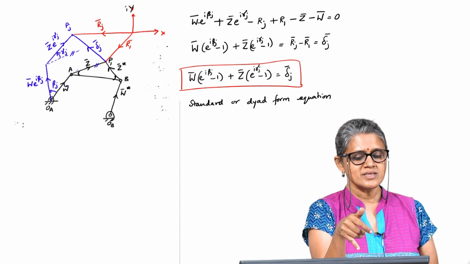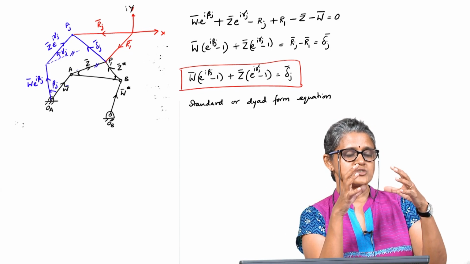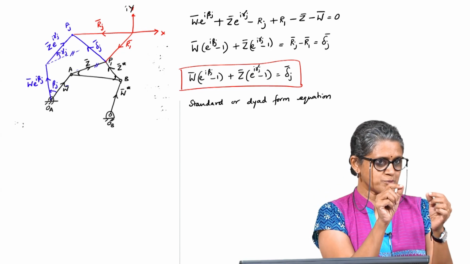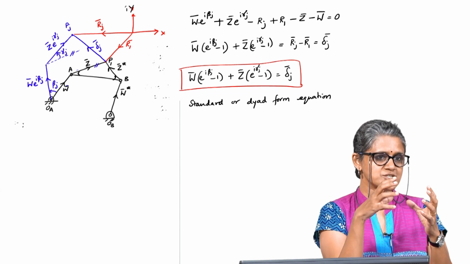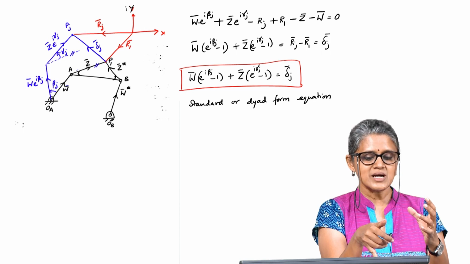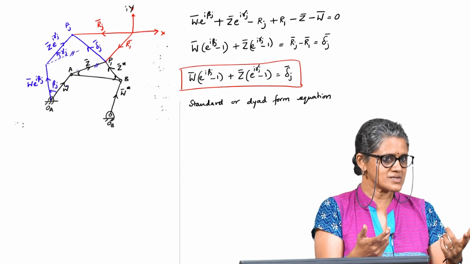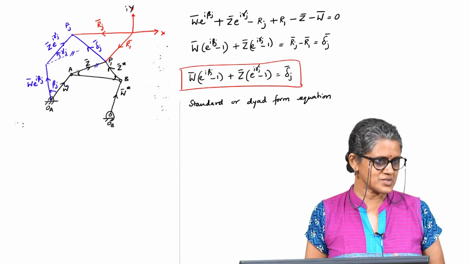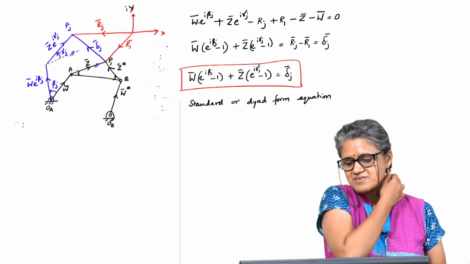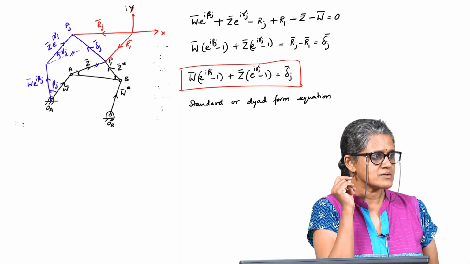Okay. And the other thing that you will be given, when you are talking about motion generation, is the orientation of the coupler. You will be given the location of a point and the orientation of the coupler. So, there you will be given delta j and gamma j. Then you have to synthesize a linkage. So, we will see all those different forms as we go along. Okay, but this is called the dyad or the standard form. It is a very elegant method for synthesizing 4 bar linkages.